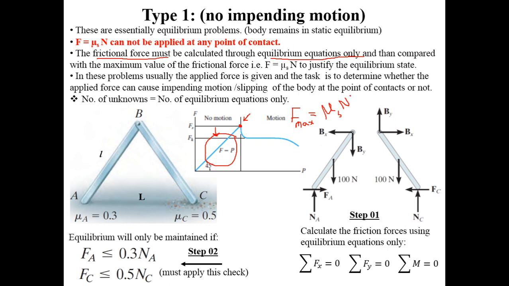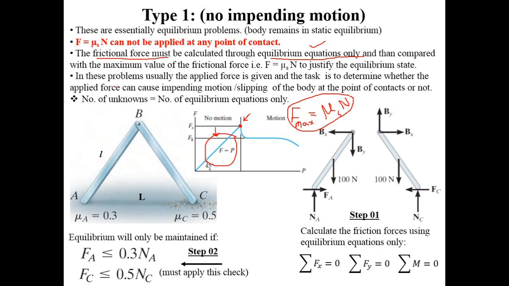And you will not use this equation at all during your solution. Only equilibrium equations you will use, and you will calculate the friction force, because it is a no impending motion problem. This means that we are assuming that the body will remain in equilibrium, and when the body is in equilibrium, the force of friction is less than the maximum friction. So it will be in this region.